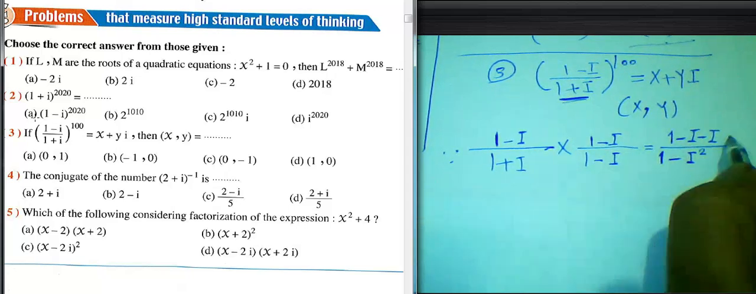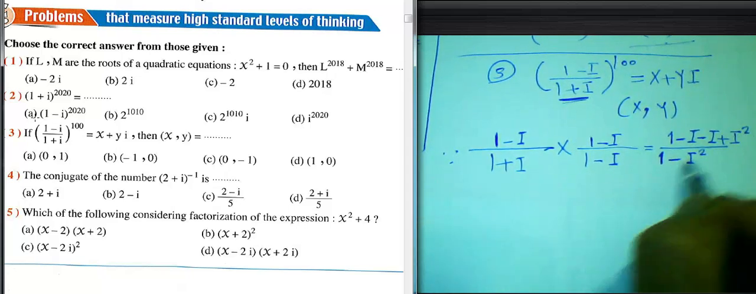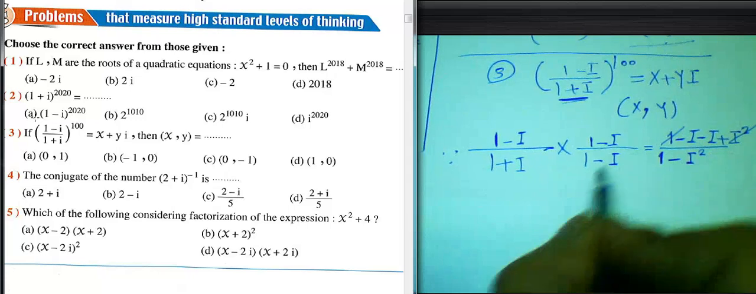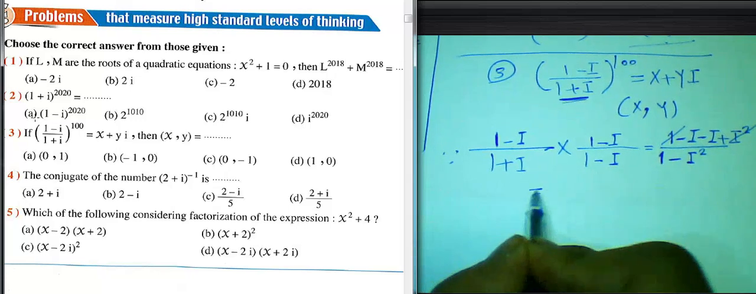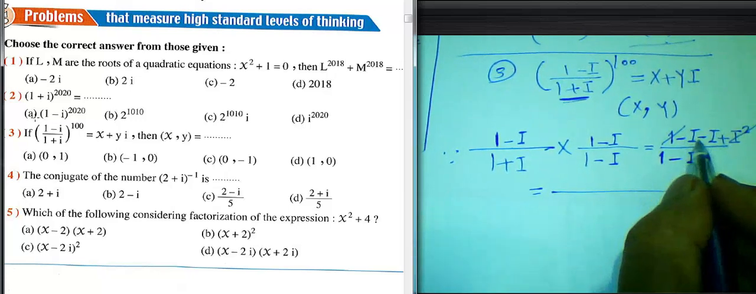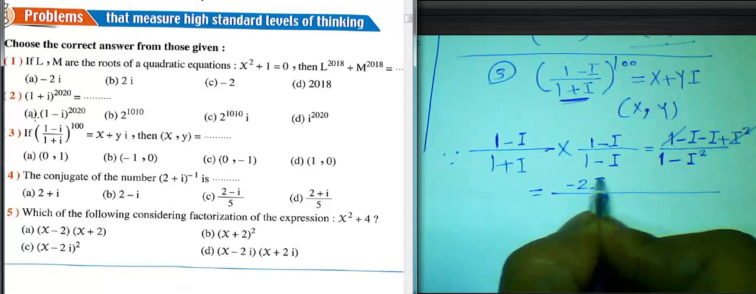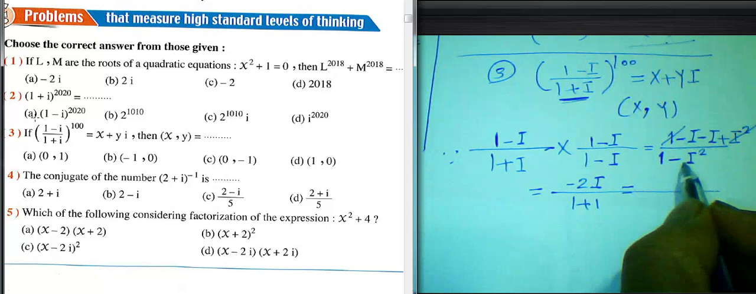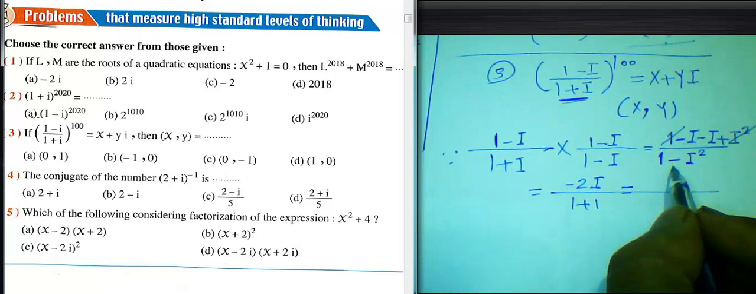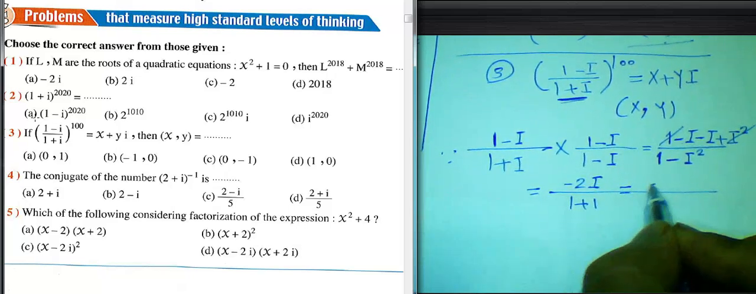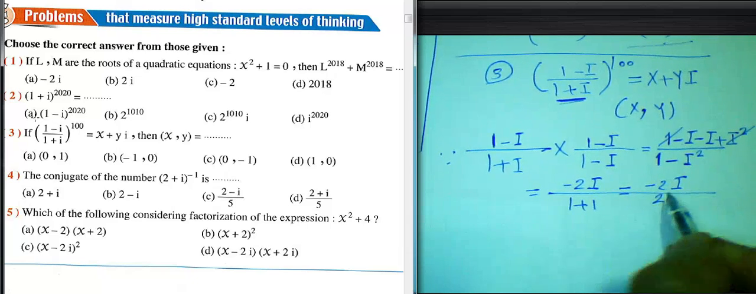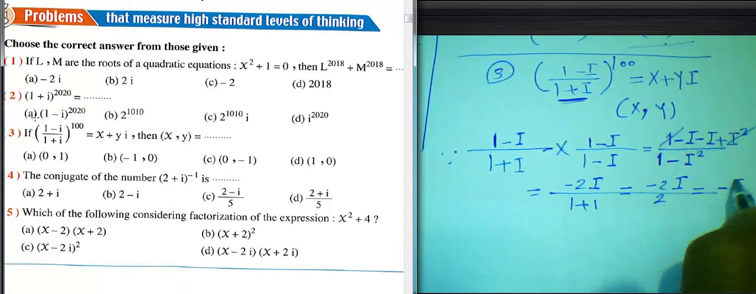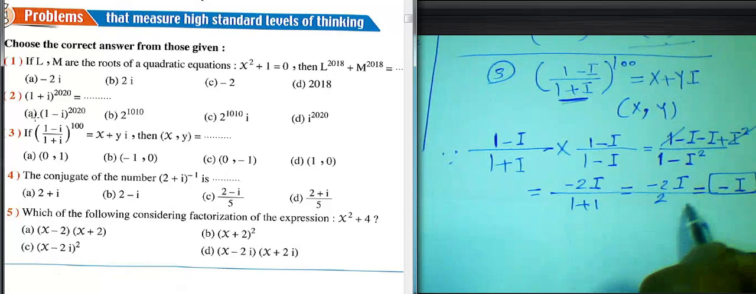Negative times negative equal positive. i power 2. i power 2 equal negative 1. We cancel it with 1. Negative i equal negative 2i over 1 plus 1, because i power 2 equal negative 1. Negative times negative equal positive. So the result will be negative 2i over 2. The result will be negative i. It's the result, negative i.